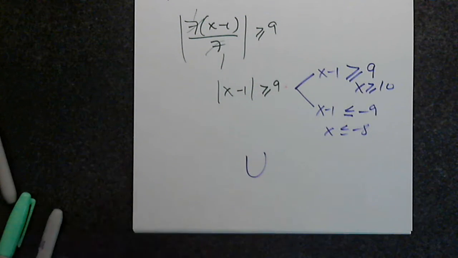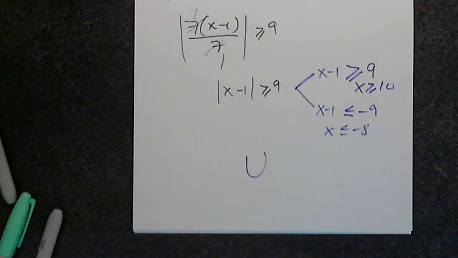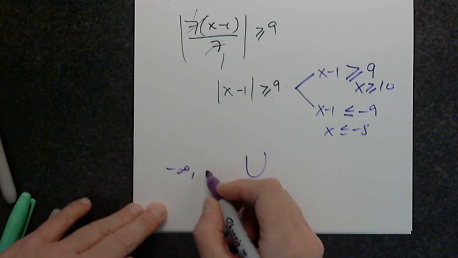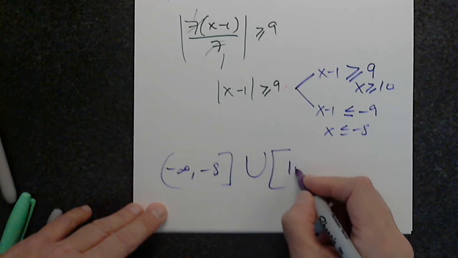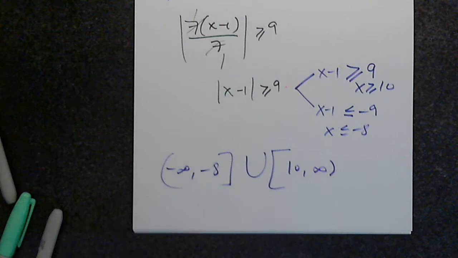The answer has to have the union symbol. What do I write? Parentheses, negative infinity, comma, -8, right? Good. Perfect. Very good. Great job. Very good. Anything else? That's cool. Next question, please.